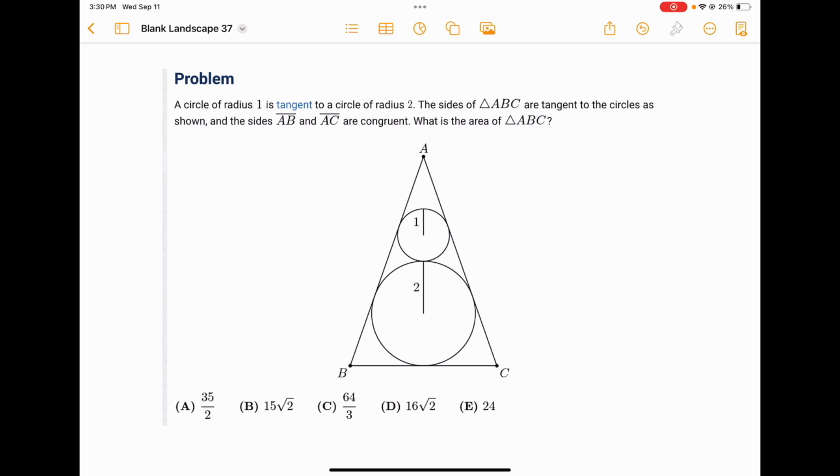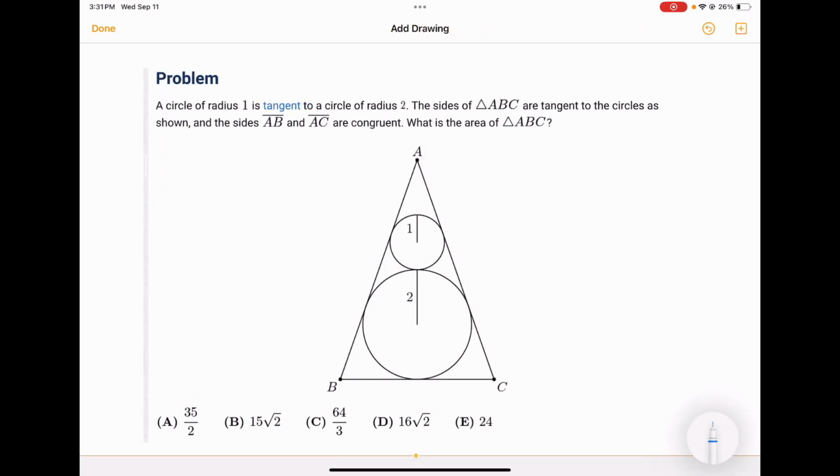The problem states: a circle of radius 1 is tangent to a circle of radius 2. The sides of triangle ABC are tangent to the circles as shown, and the sides AB and AC are congruent. What is the area of triangle ABC?